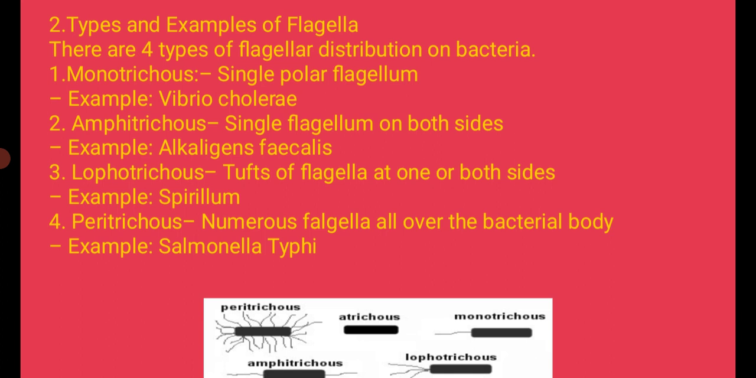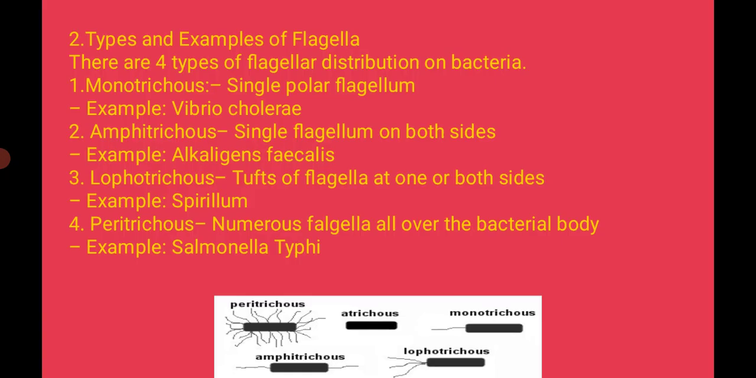Lophotrichous, a tuft of flagella at one or both sides. Example, Spirillum. And fourth, peritrichous, numerous flagella all over the bacterial body. Example of it is Salmonella typhi. So in this image, there is a flagellar arrangement: peritrichous, monotrichous, lophotrichous, and amphitrichous.